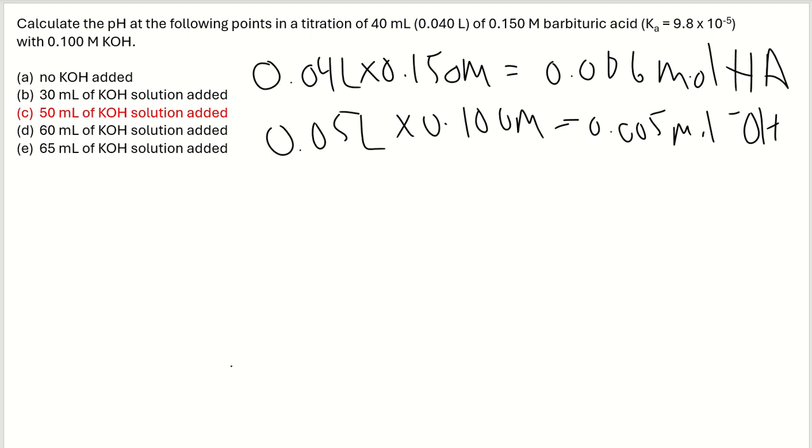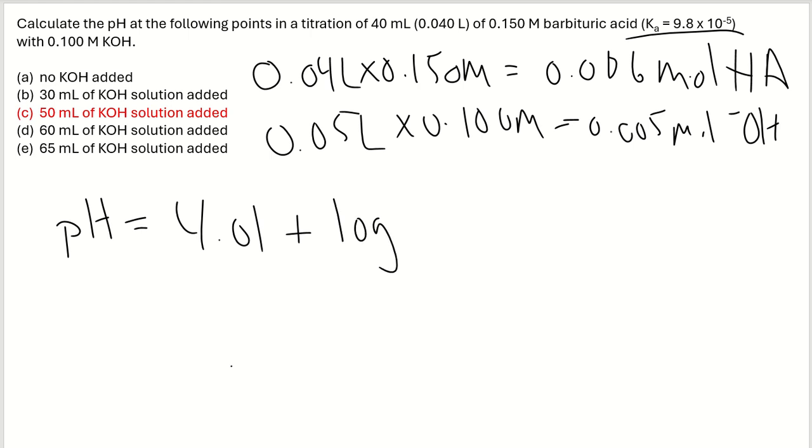And we're going to plug this into Henderson-Hasselbalch. Remember, we don't have to convert the moles to concentration because we're going to divide by the same volume, because they're in the same flask. And in the end, that value is going to cancel out. So we just have to do pH equals pKa, which we found before in the previous one, where we take the negative log of our Ka, which is 4.01, plus the log of A minus over HA.